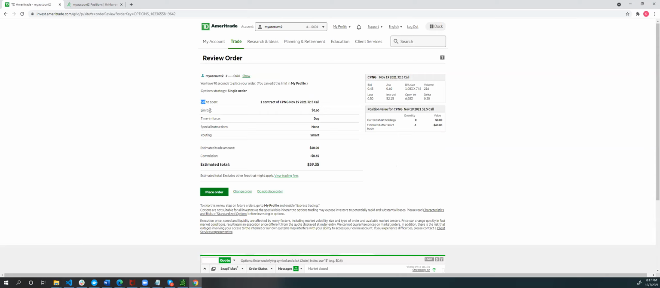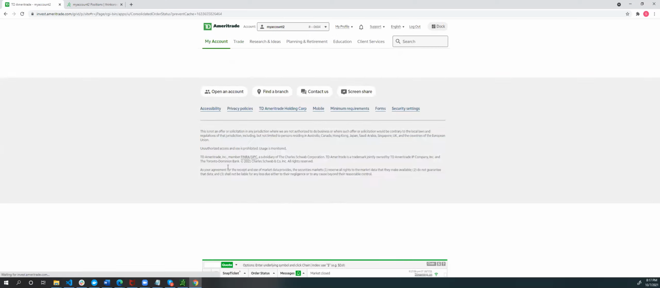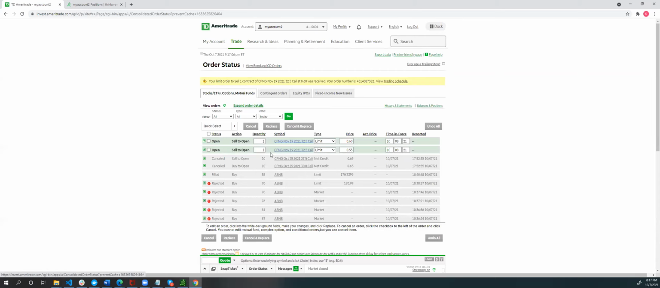So sell to open, limit 60 cents, time in force. So you can place the order. Right, I placed two orders, one for 55 cents and one for 60 cents. So if both of them get executed, I'm pretty much writing a contract saying that I'll give away 200 shares of stock total, one for which I got 55 cents and for the other I'm getting 60 cents.